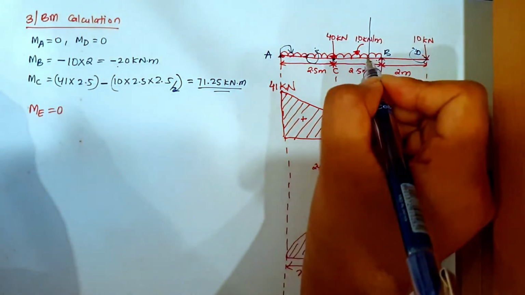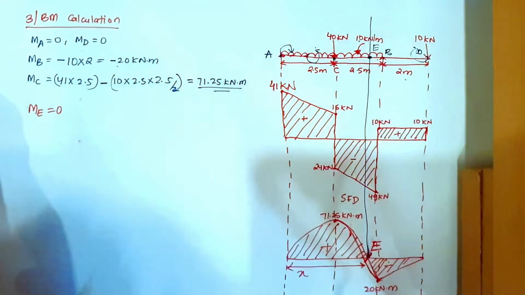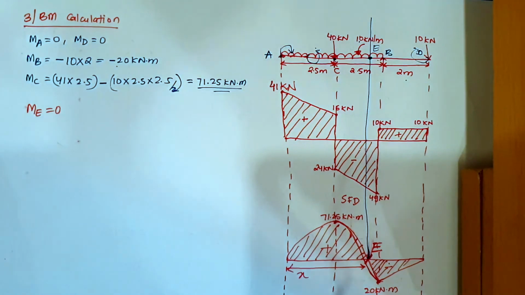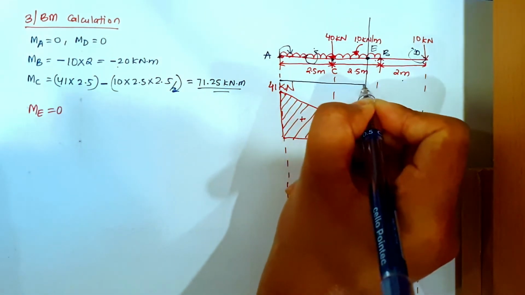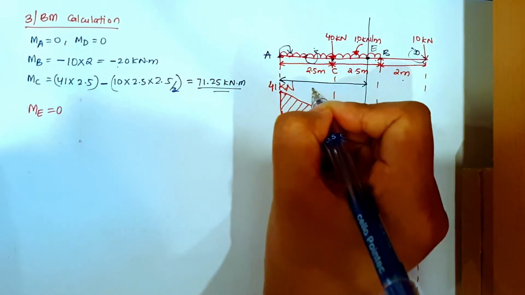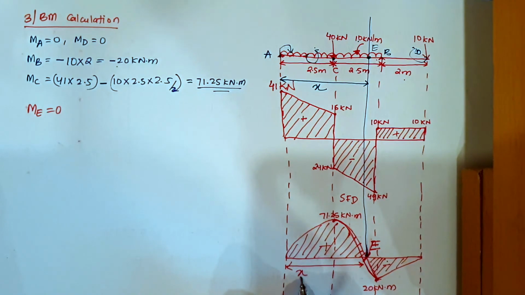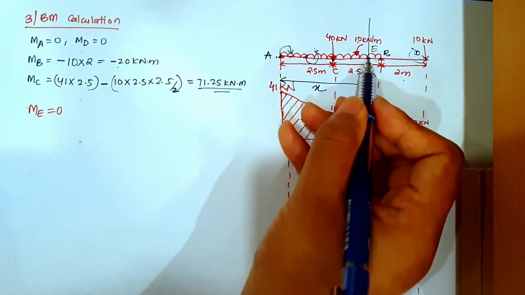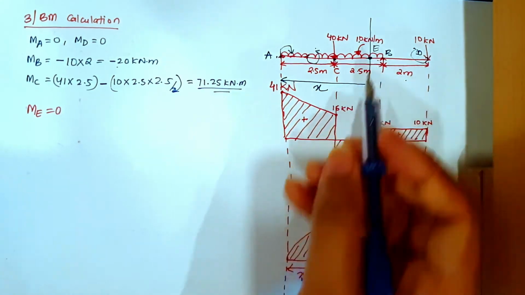Right, so at this point I have point E. I need to find the moment at E. From A till E, we don't know this distance, so we have kept it as x here, right? So when we go from A to this point, we have to take every force into distance.